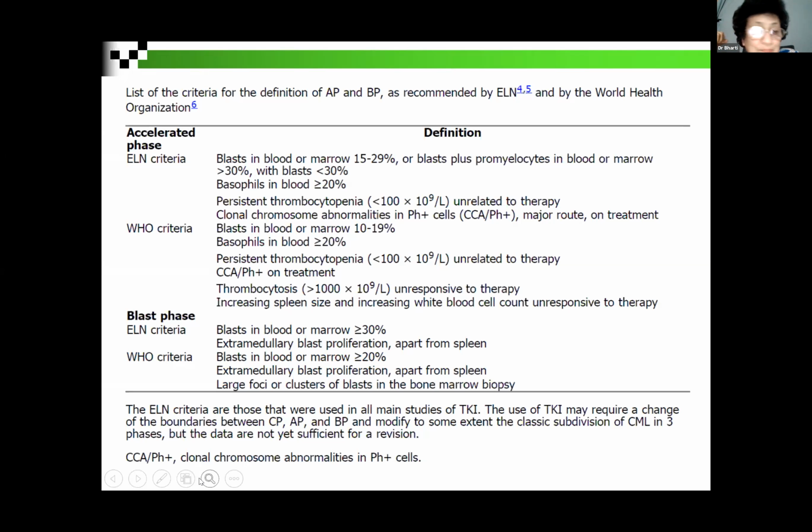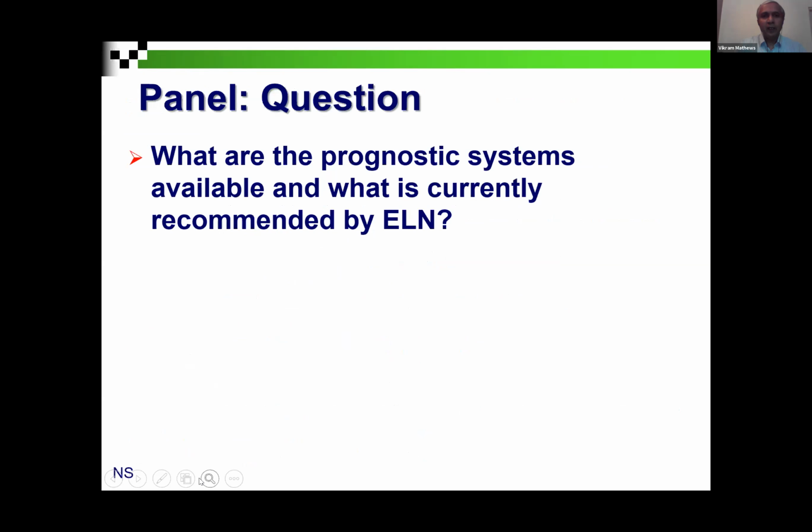Right. Thank you so much. So I think many of us use WHO, but that's really left up to you. The criteria are out there, and usually it's not a subtle diagnosis. It's usually there for you to see. What are the prognostic systems available, and what is currently recommended by ELN? Dr. Nitin Sood, could you take that, please?